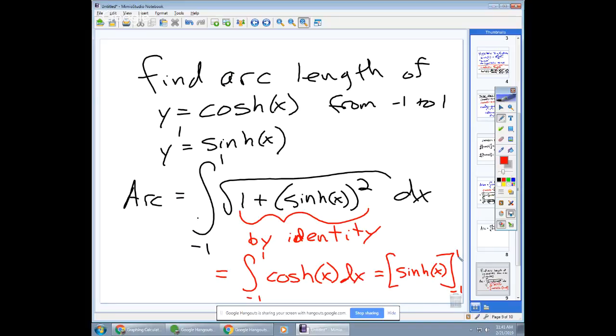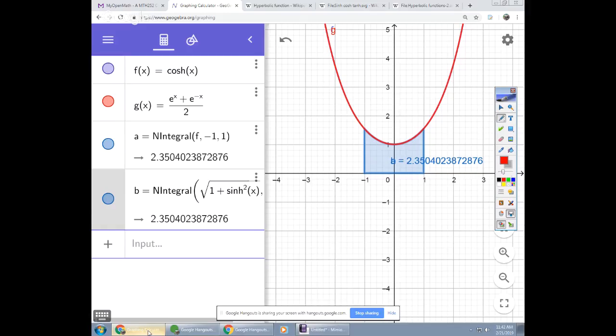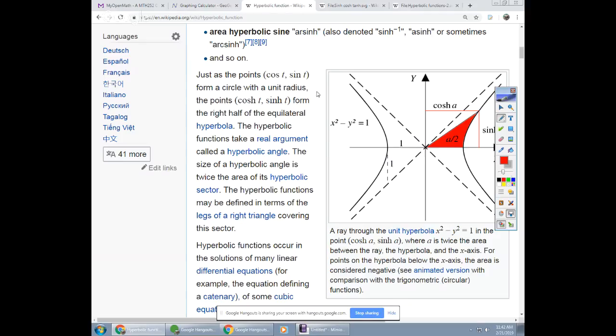And that's the key with any situation we're in. We try to do algebra before we do calculus. And there are a ton of identities. I'm not going to go over all of them. I'm just going to do a couple more.